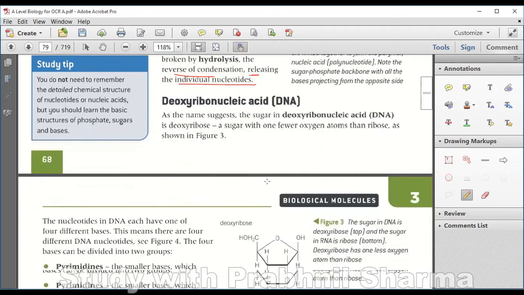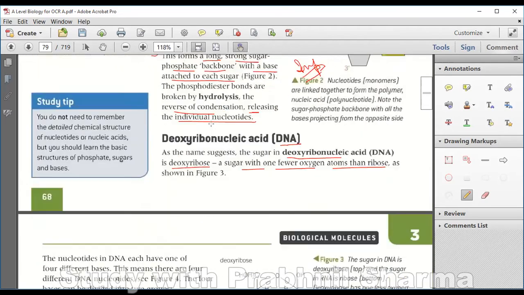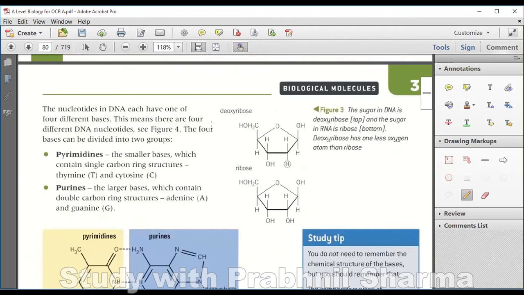Okay, now we have deoxyribose nucleic acid, that is DNA. As the name suggests, the sugar in deoxyribose nucleic acid is a deoxyribose sugar, a sugar with fewer oxygen atoms than ribose, as shown in figure 3. This is deoxyribose sugar, this is ribose sugar. You can clearly see the difference in the structure.